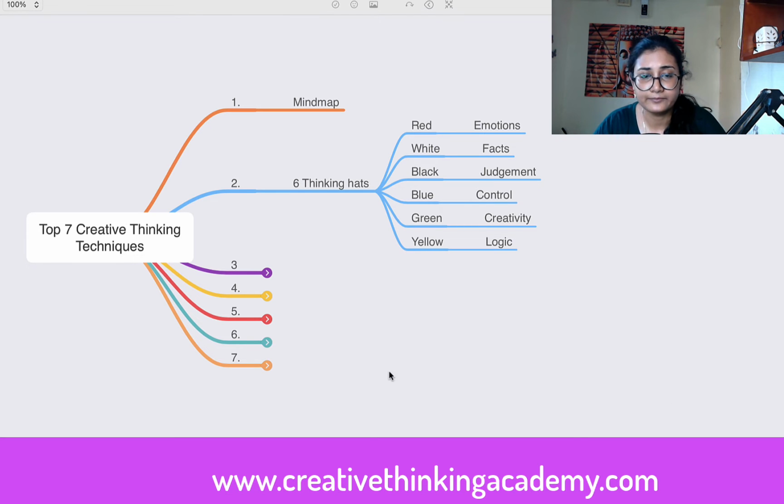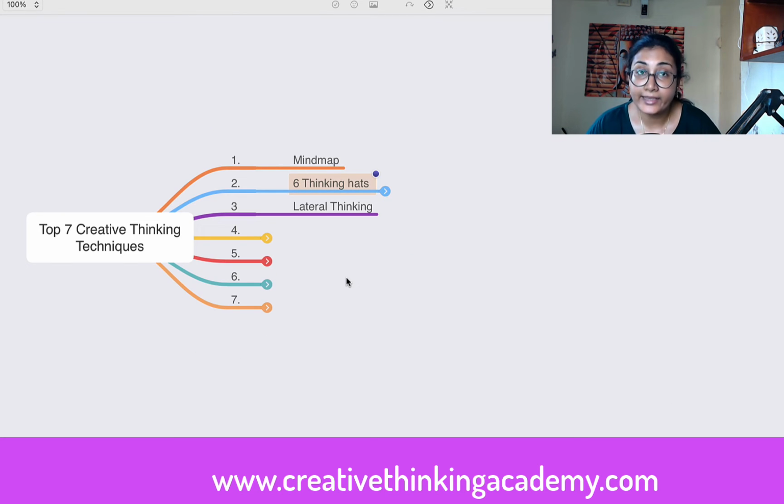So the next creative thinking technique is lateral thinking. What is lateral thinking? Lateral thinking is a way of thinking where researchers believe that there is no one solution for a particular problem. In our life, most of the time we use critical thinking, where we believe that there is only one solution to one problem. But in lateral thinking, it is believed that no solution is perfect, so there are many ways by which you can think laterally.